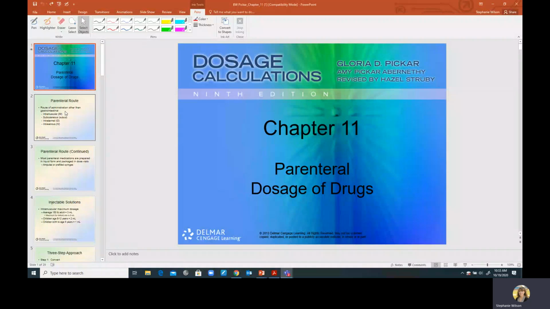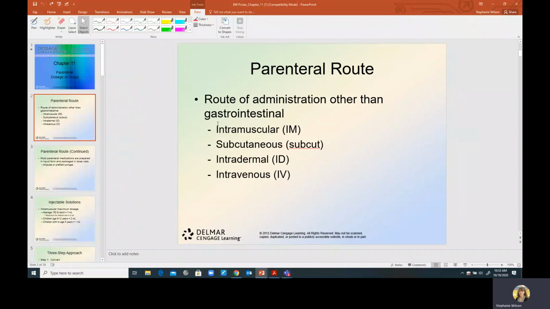Parenteral dosage of drugs. Parenteral dosage talks about routes of administration other than gastrointestinal, okay? So this is kind of getting a little sciencey on us. We're not going to get that deep in the science part. We're going to actually learn how to solve mathematically. However, it is important that you know what these abbreviations stand for. Intramuscular is IM, subcutaneous is subcut, intradermal is ID, and IV is intravenous.